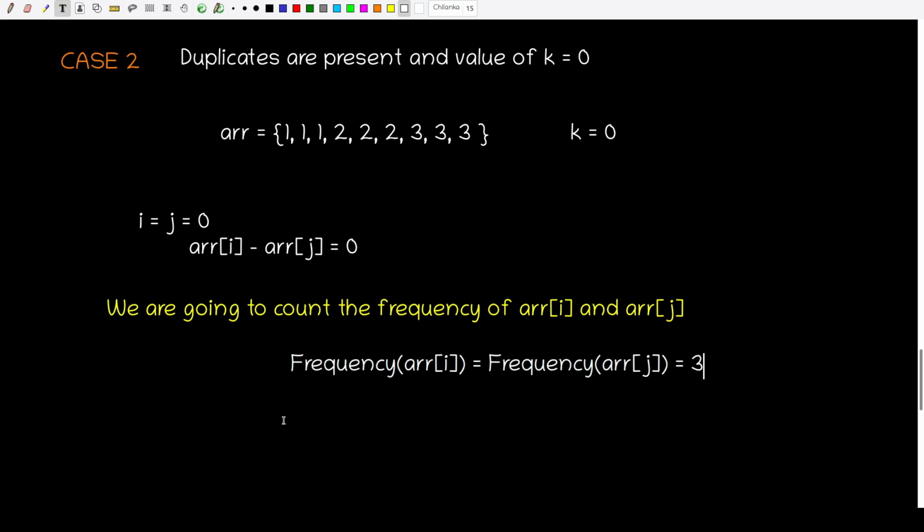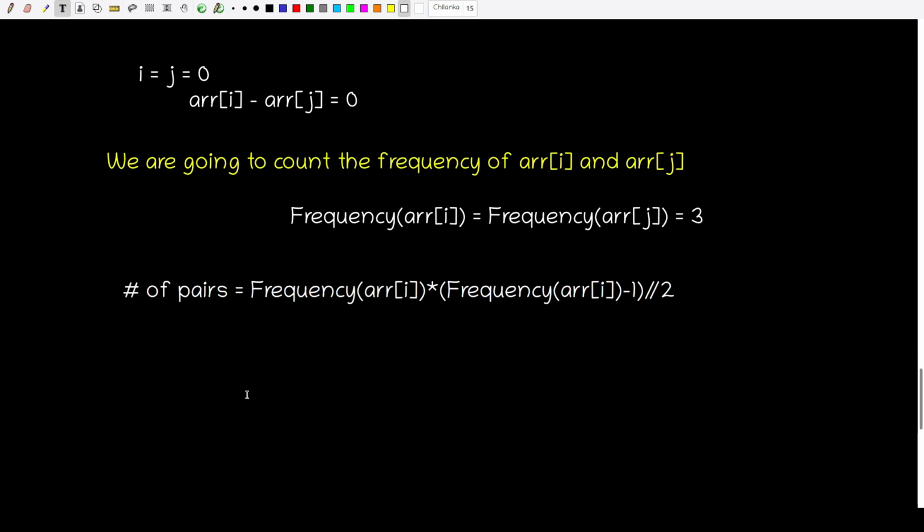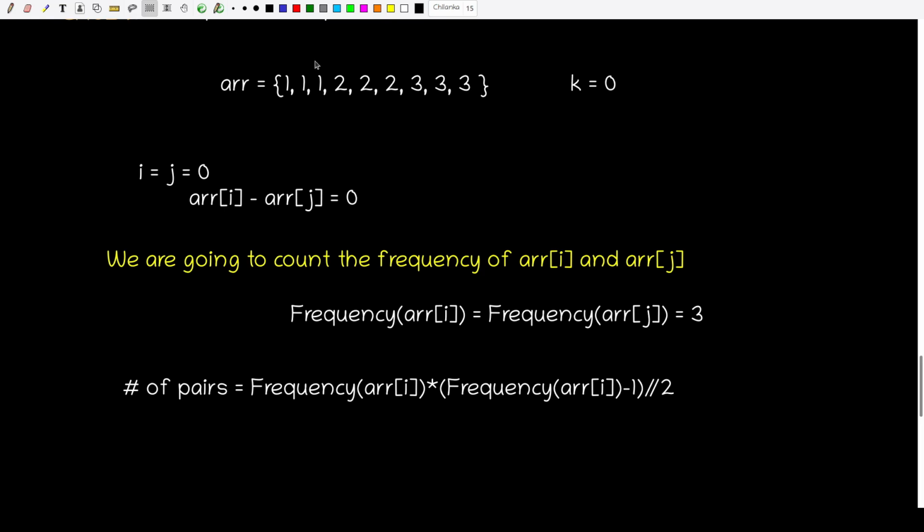So the number of pairs over here will be given by frequency of ith element into frequency of ith element minus 1 divided by 2. So that's the discussion of solution, folks. Now let us discuss the pseudocode of this problem.